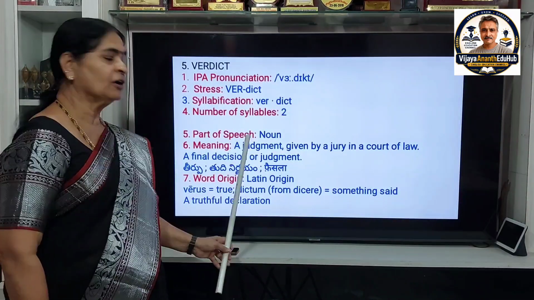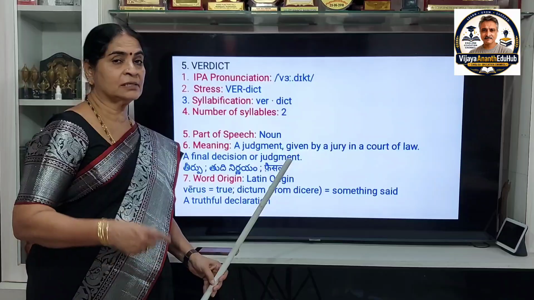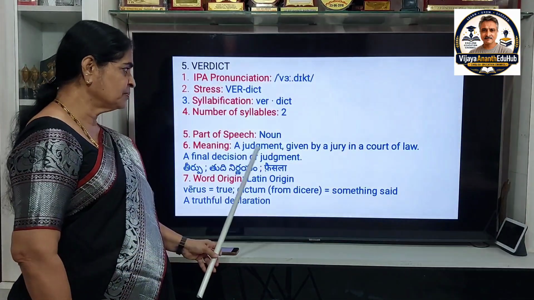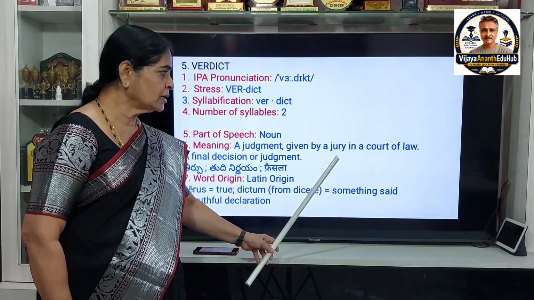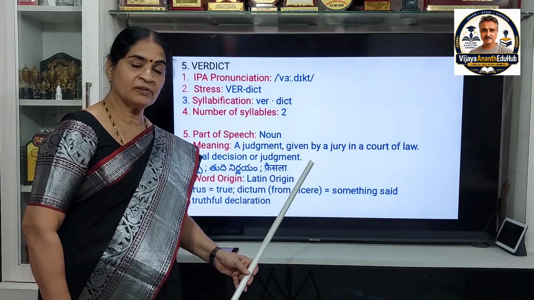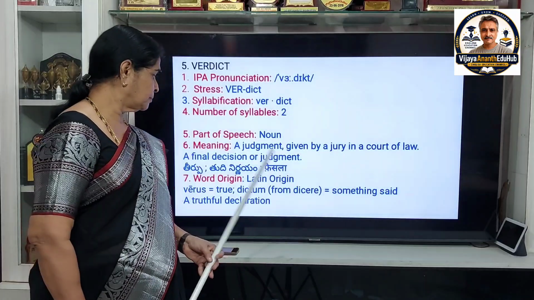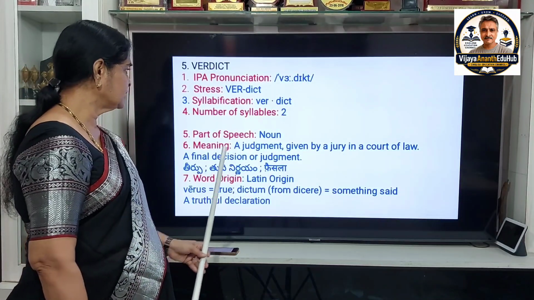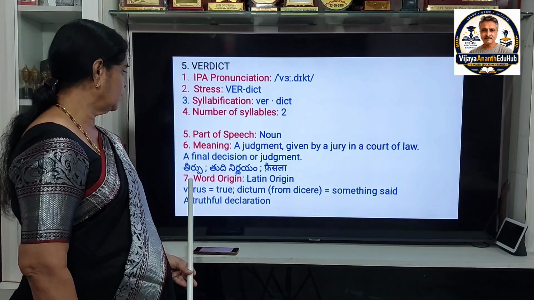Then part of speech is noun. Verdict is a noun. Contradict is a verb, but verdict is a noun. Meaning: a judgment given by a jury in a court of law. A final decision or judgment. That's the meaning in sentence and in word.